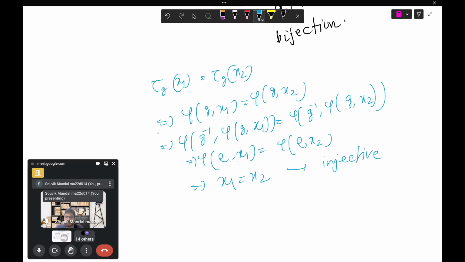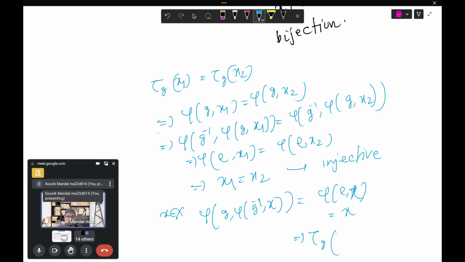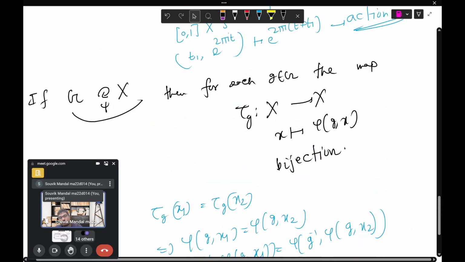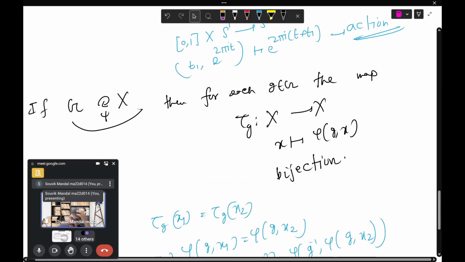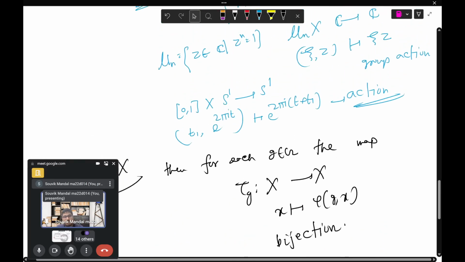And what about surjectivity? Take an x belonging to X. Now observe that psi of g comma psi of g inverse comma x is nothing but psi of e comma x, which is equal to x. So tau g of psi of g inverse comma x is equal to x. That is, tau g is also a surjective map. So for each fixed g, the map x goes to psi of g comma x in this obvious way is a bijection.